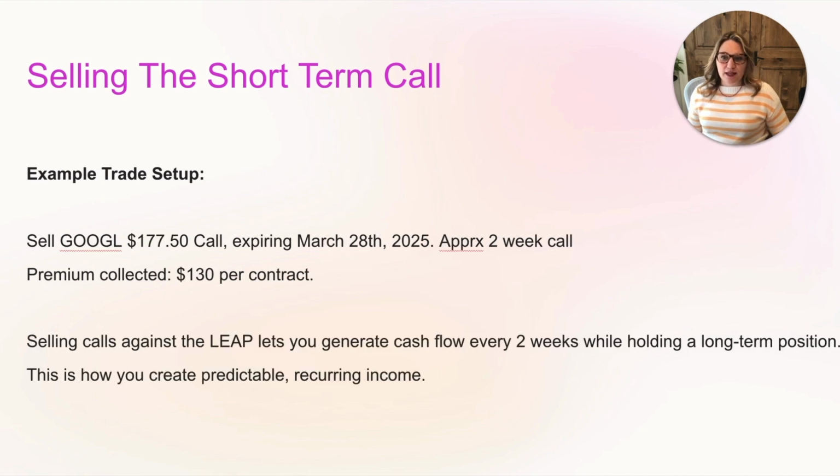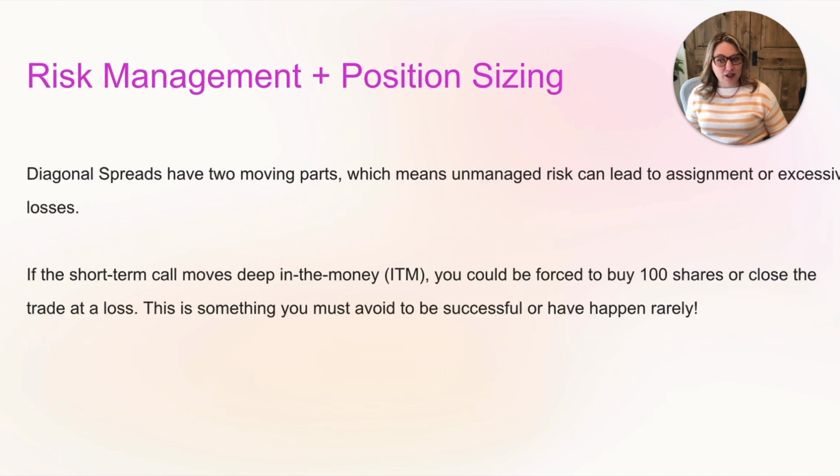Okay. So let's do an example here. So here's an example trade setup. If you sell the Google 177.50 call expiring March 28th, 2025, for an approximate 2-week call, the premium collected is $130 per contract. And again, we can only sell one. So selling the call against the LEAPs helps you generate cash flow every 2 weeks by holding a long-term position. This is how you create predictable or recurring income.